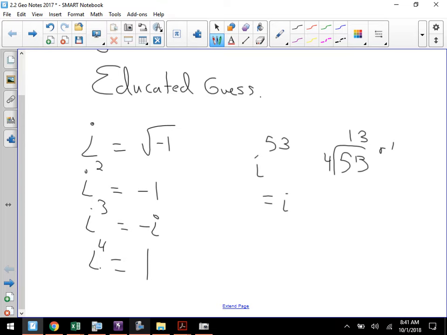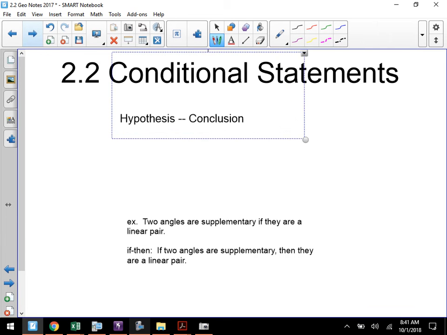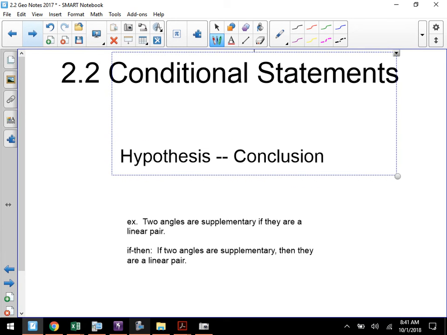So it's the same basic idea that what we're doing is an educated guess, and how do you find a pattern? And that's kind of what the first section was talking about, pattern recognition, and looking at all the bits of information to come up with a statement. As we get into 2.2, we start talking about what are called hypothesis and conclusion.